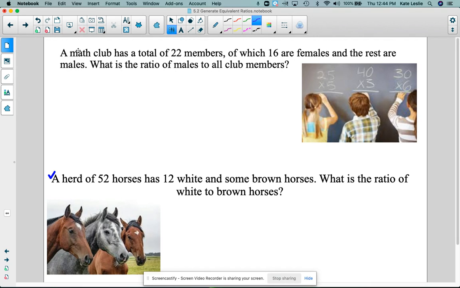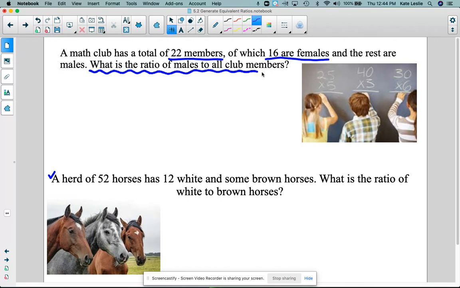It says a math club has a total of 22 members, of which 16 are females. So I'm going to underline 22 members. 16 are females. It says that the rest are males. What is the ratio of males to all club members? So I'm going to underline this. This is very important.